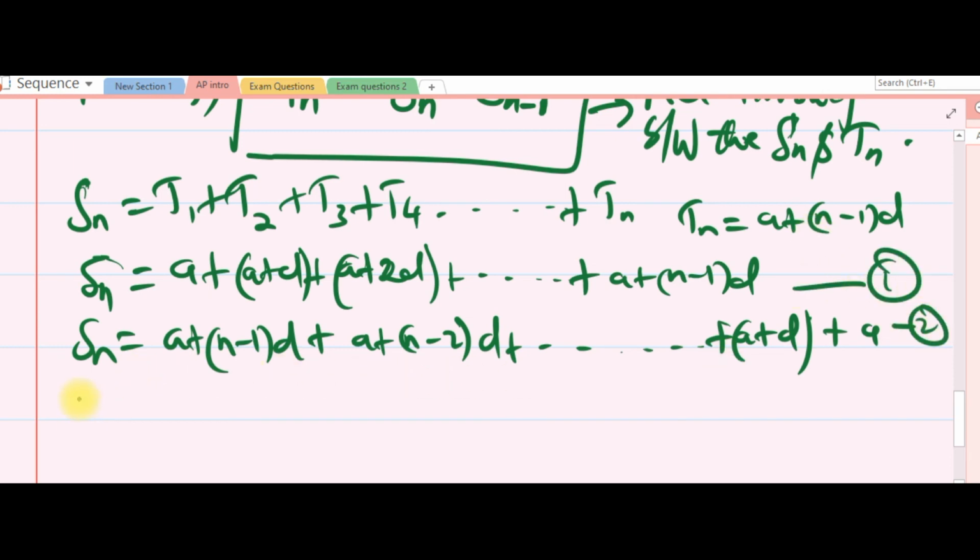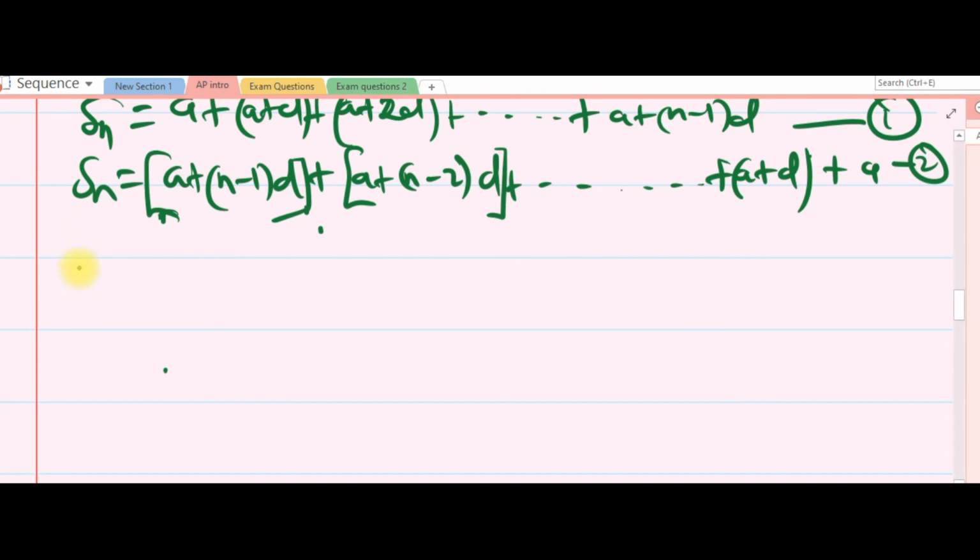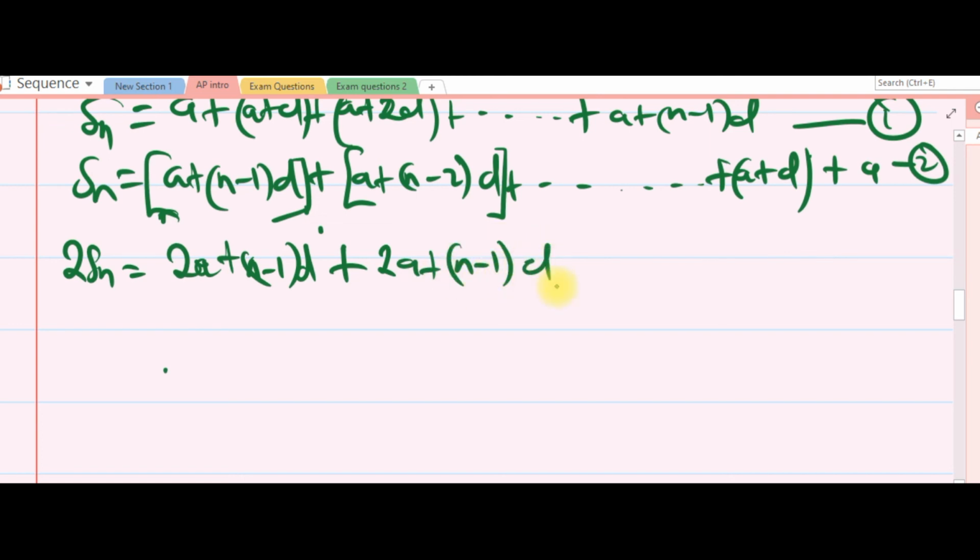Let's add the two equations. Add equation 1 and 2. We have 2Sn. If you do this plus this, you get 2a plus (n minus 1)d. So I'm adding the first here and the first there, and the same thing for the second and the second, and you still get 2a plus (n minus 1)d. So you keep on getting the same thing.